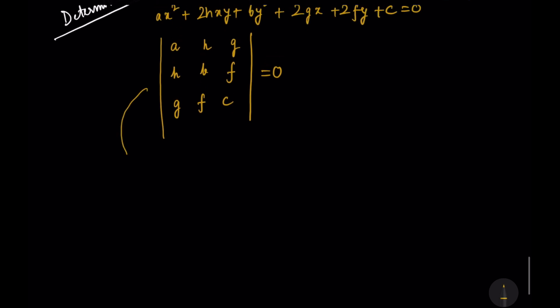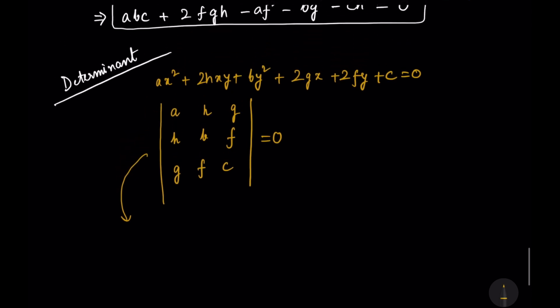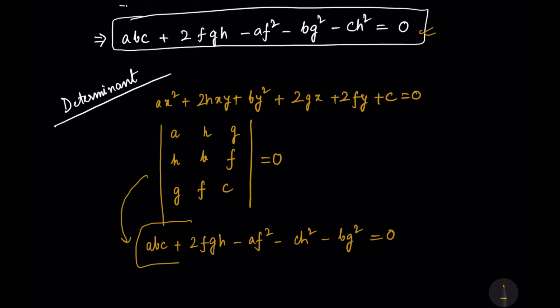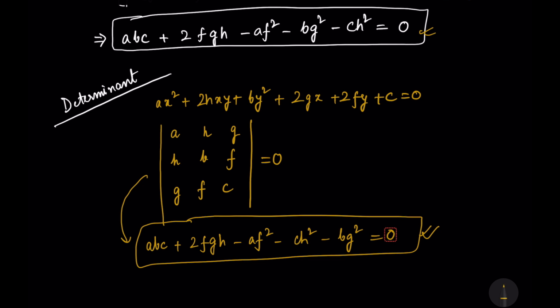And if you solve this determinant, I hope you all know how to solve a determinant, you will reach this: abc plus 2fgh minus af square minus ch square minus bg square equals 0. This becomes your condition for this equation to represent a pair of straight lines. I hope it's clear to you all.